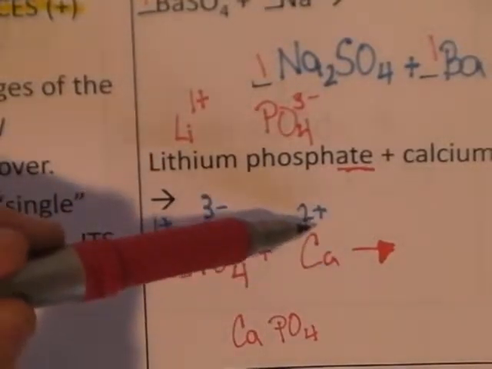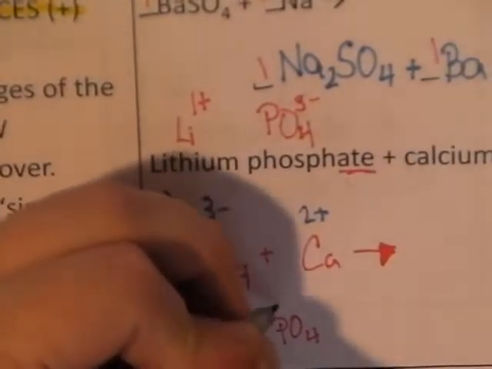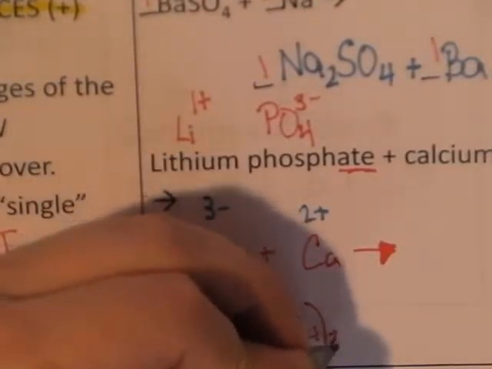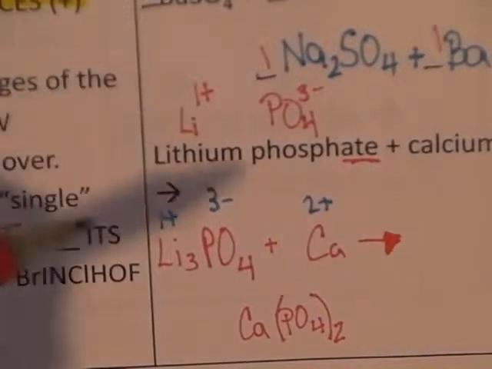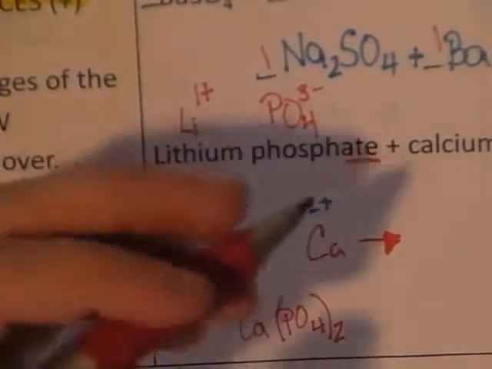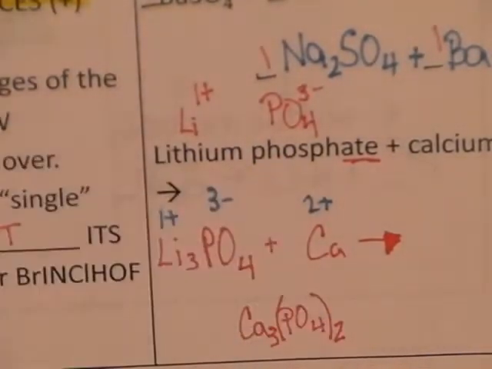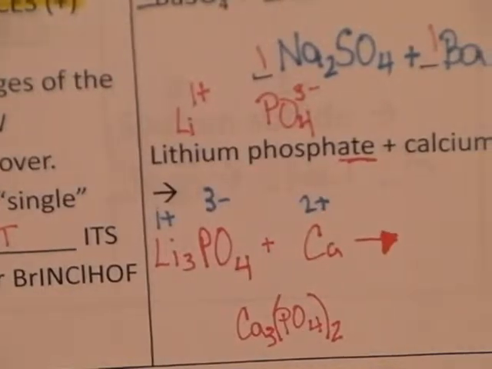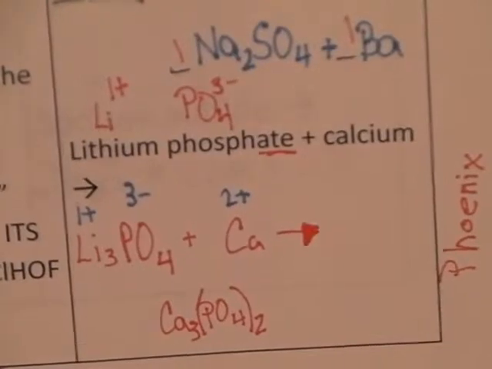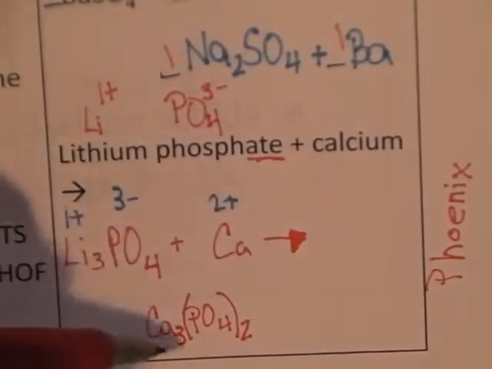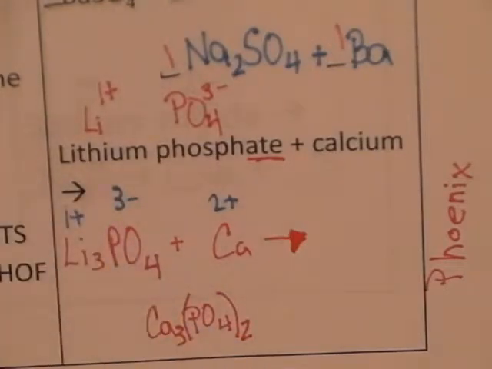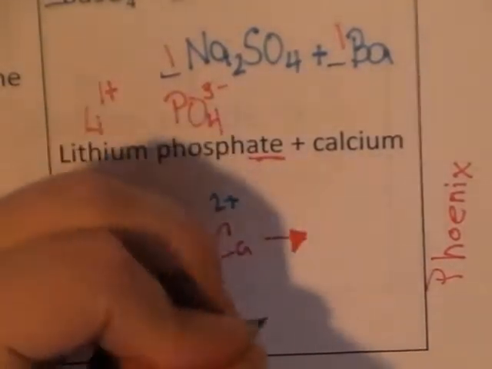So the 2 from the calcium goes to the phosphate, so we need parentheses around it so it doesn't look like 42. And the 3 from the phosphate goes to the calcium. So it's Ca3(PO4)2. I know it's a lot to write and remember, but that's what you would have to do, okay? Write, decide the charges, cross them over, follow all the rules we've been learning.